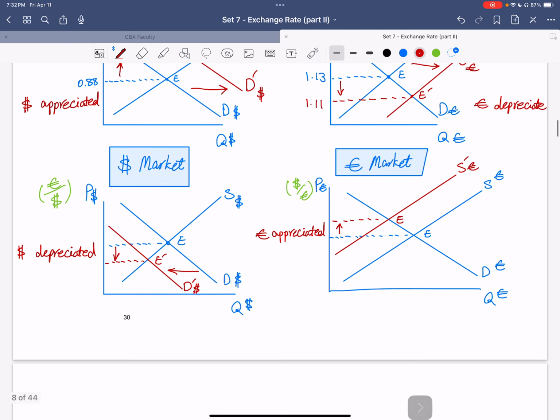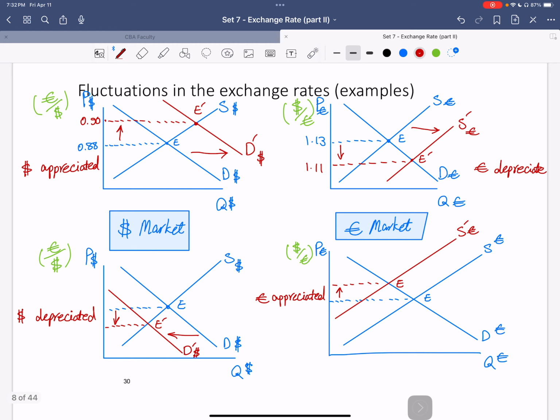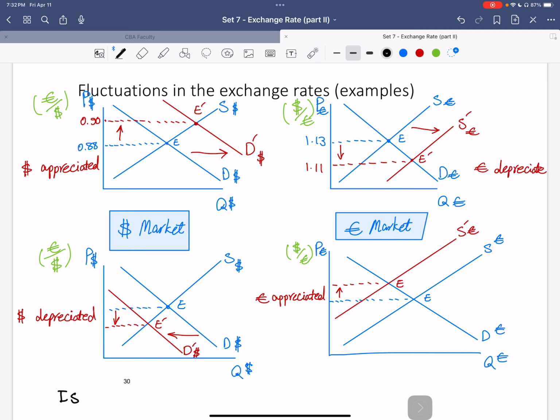Okay, so I'm going to ask you a question. Think about this. Is depreciation good or bad for a country? We're going to discuss this.